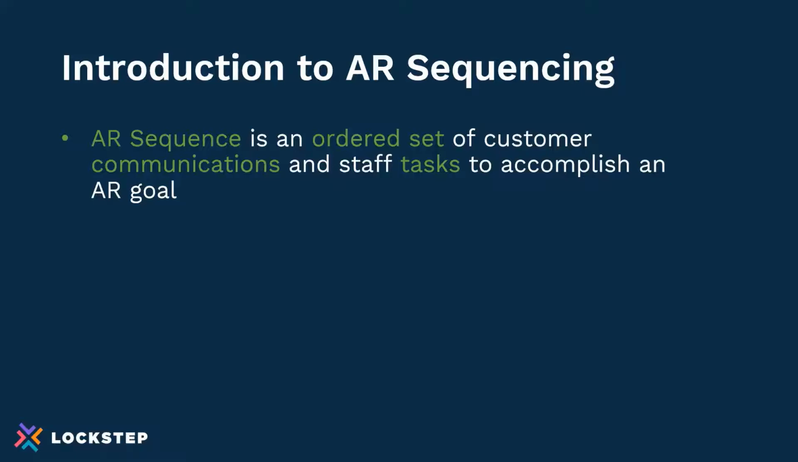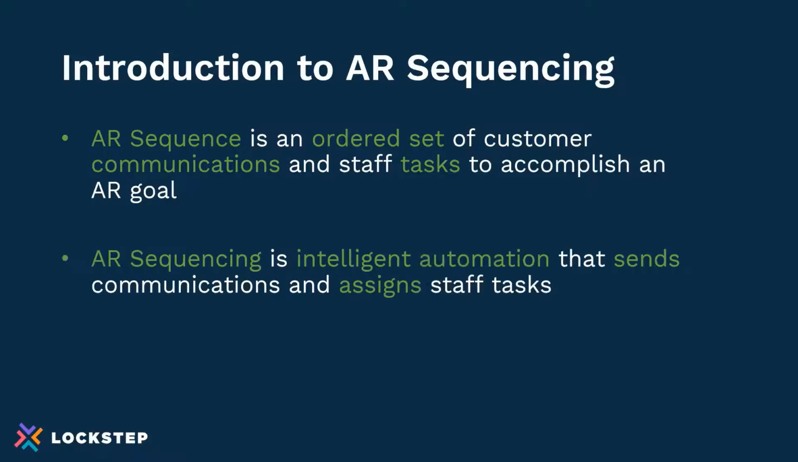First, what is an AR sequence? An AR sequence is really, just as it says here, an ordered set of customer communications. So what are the communications, especially the transactional communications, that need to go out? And then what are the staff tasks that need to be done to accomplish an accounts receivable goal? So there's a goal that's trying to be done, and there's a sequence of steps that allows that to be completed.